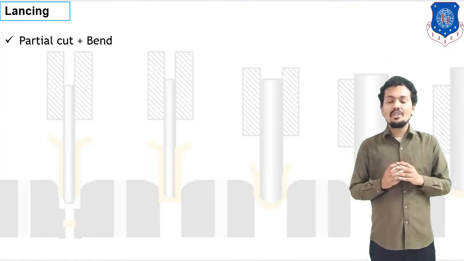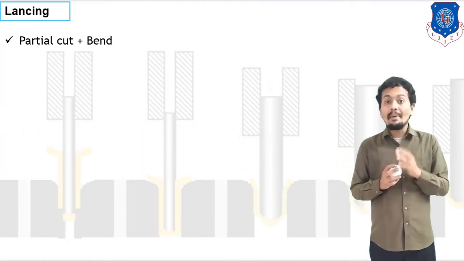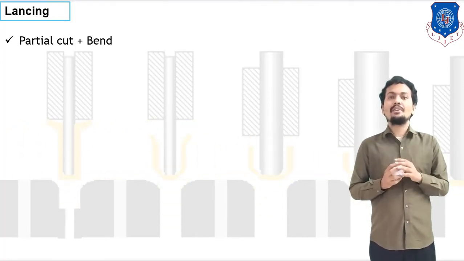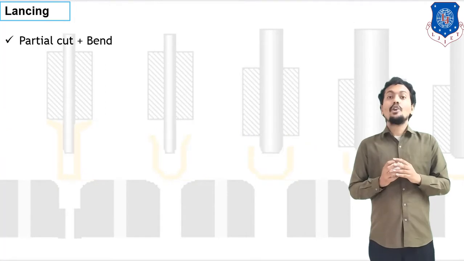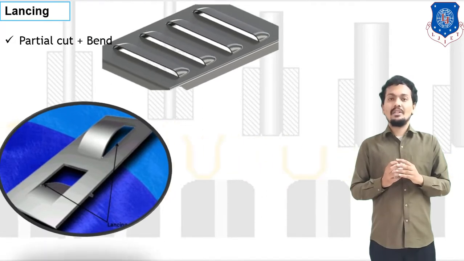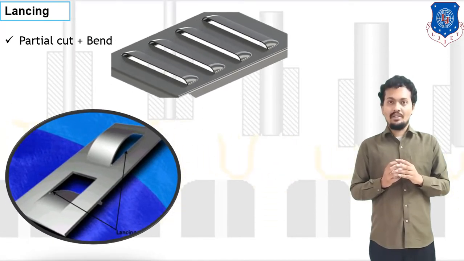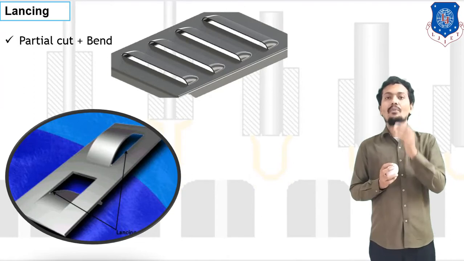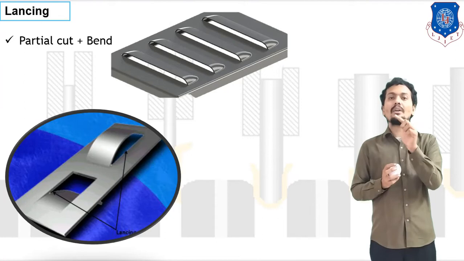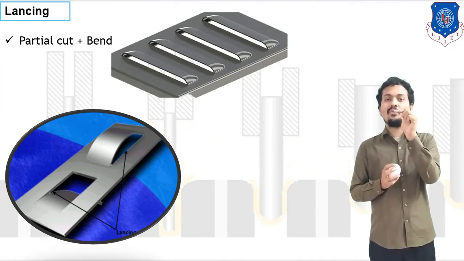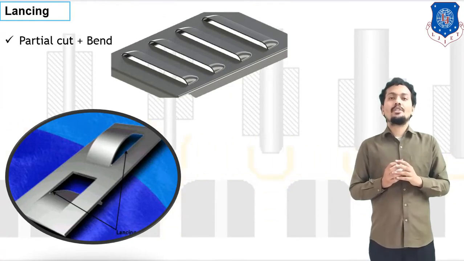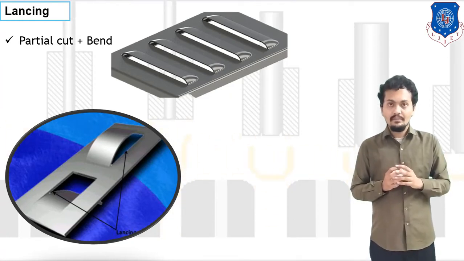After that, here I mentioned the lancing operation. So what happens in the lancing operation and what is the concept? In the lancing operation, our purpose is to partially cut and bend our workpiece. For example, here I mentioned the product made by the lancing operation, right? For making an air vent, we can use this type of lancing operation in which we have to cut our material or metal in a partial way. After that, we can bend it inward or outward. This type of operation is known as a lancing operation.